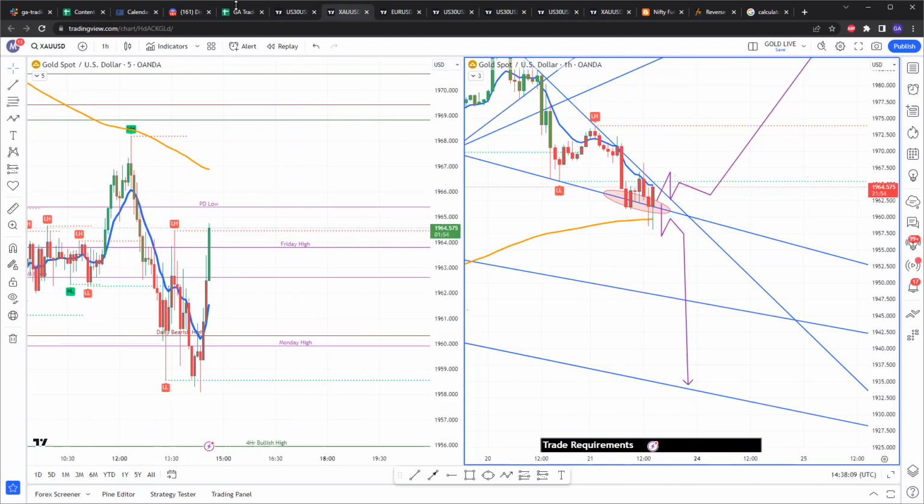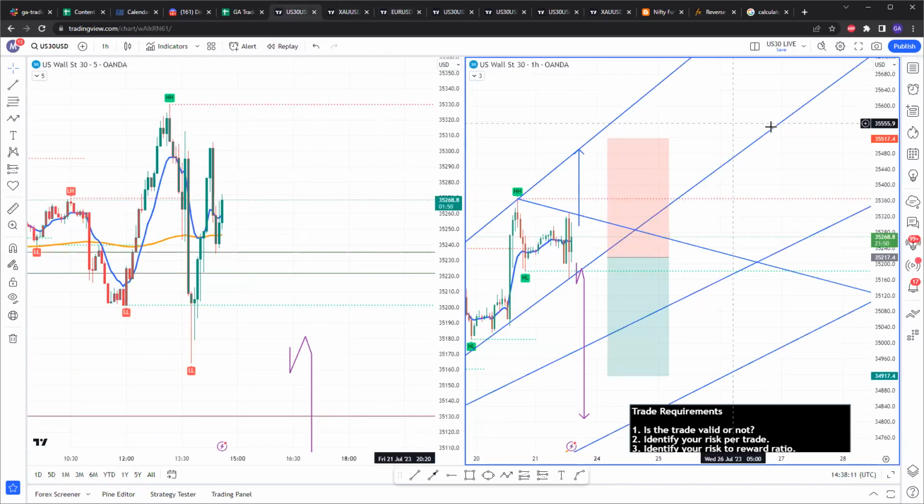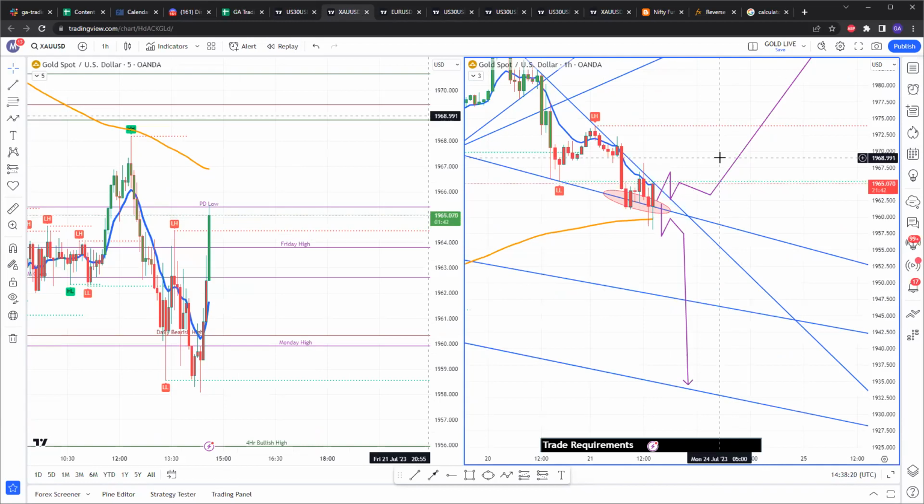Anything else? Any questions from anyone before we call it a week? Okay, perfect. And there goes gold spiking all the way up.